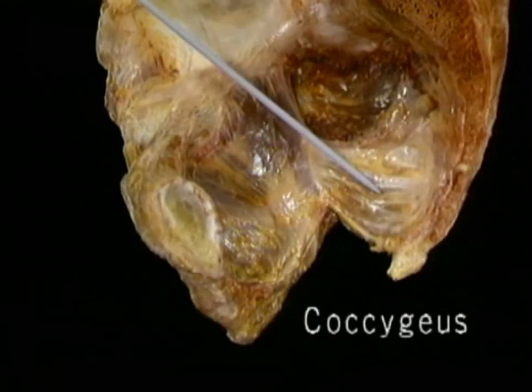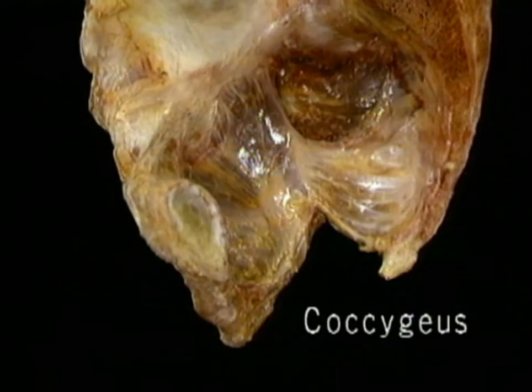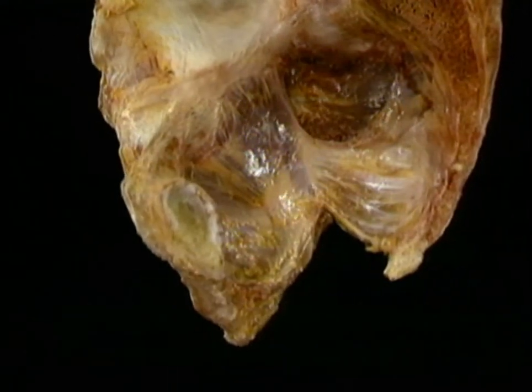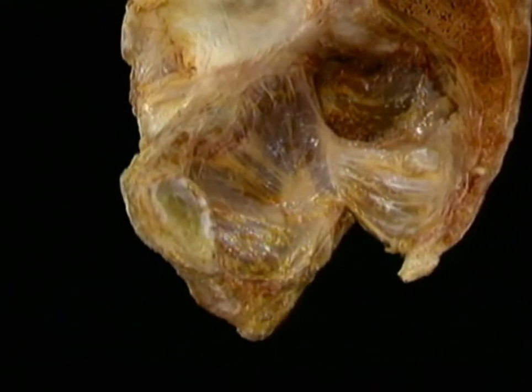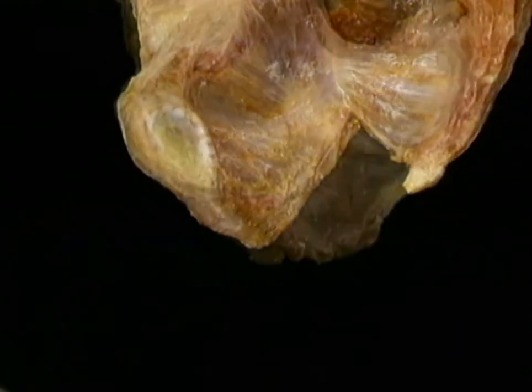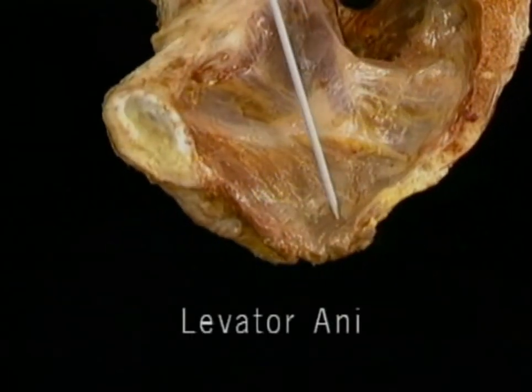Here's the coccygeus muscle. It runs from the ischial spine to the edge of the lower sacrum and coccyx. Coccygeus is a vestigial muscle with no demonstrable function. Now we'll add the levator ani muscle to the picture. Here's the levator ani.